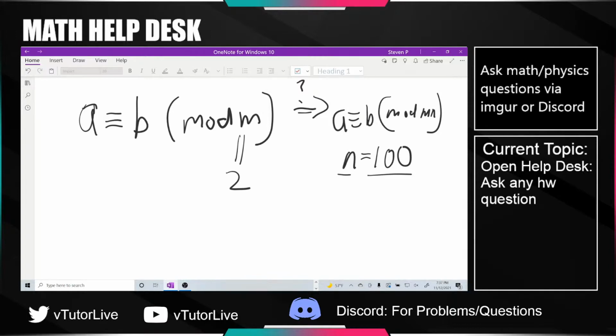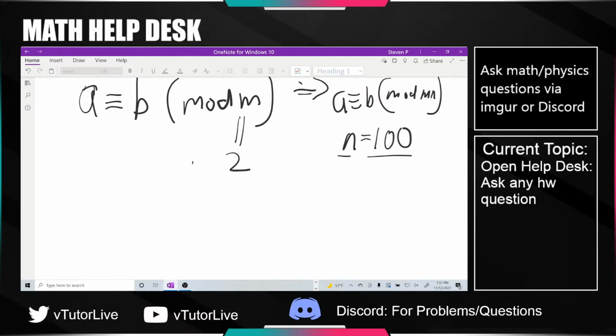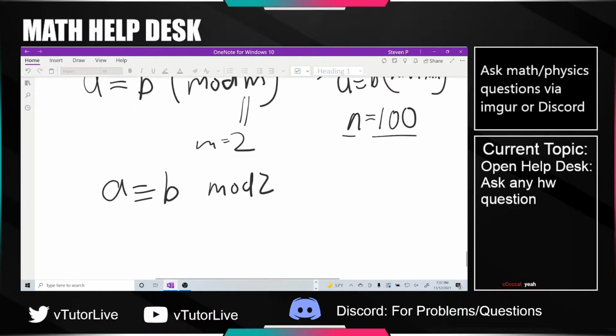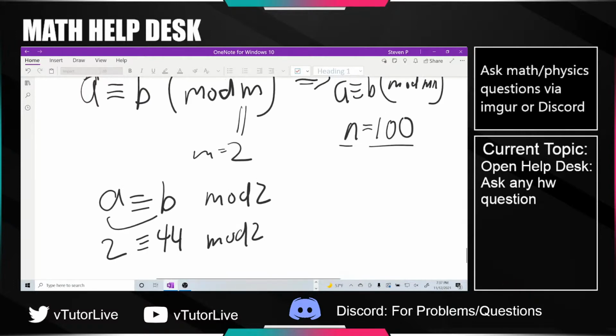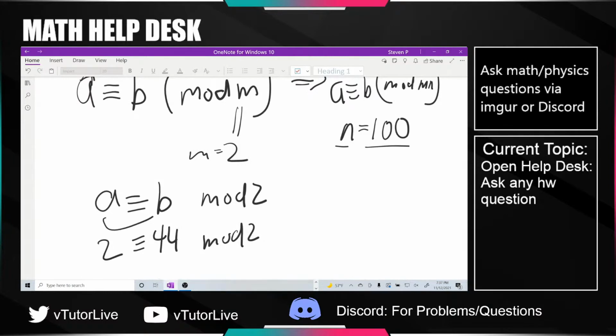But for this, let's say m is equal to 2 and n is equal to 100. So then let's say you have a situation where a is congruent to b mod 2, right? And let a and b be super different numbers, like 2 and, I don't know, 44 mod 2. Okay, well, these are indeed congruent mod 2, right? Because they're both even. But what about mod m times n, which is mod 200? Are these still congruent? Think that through.